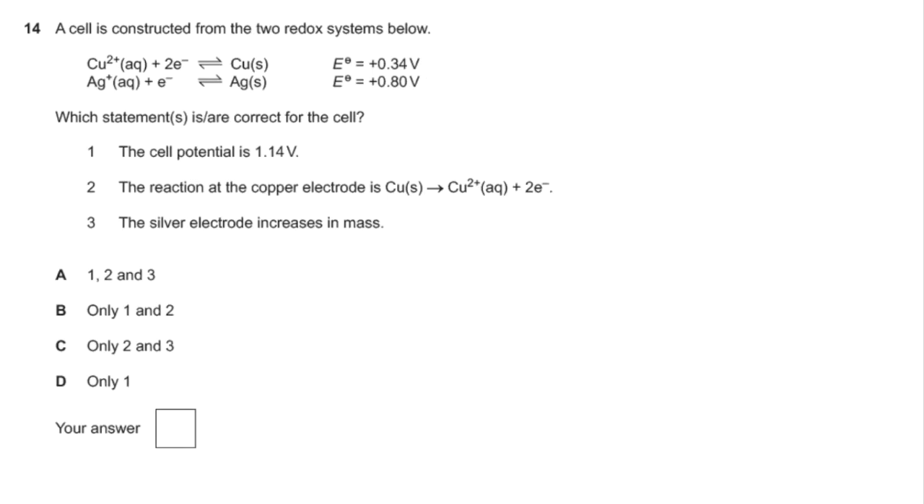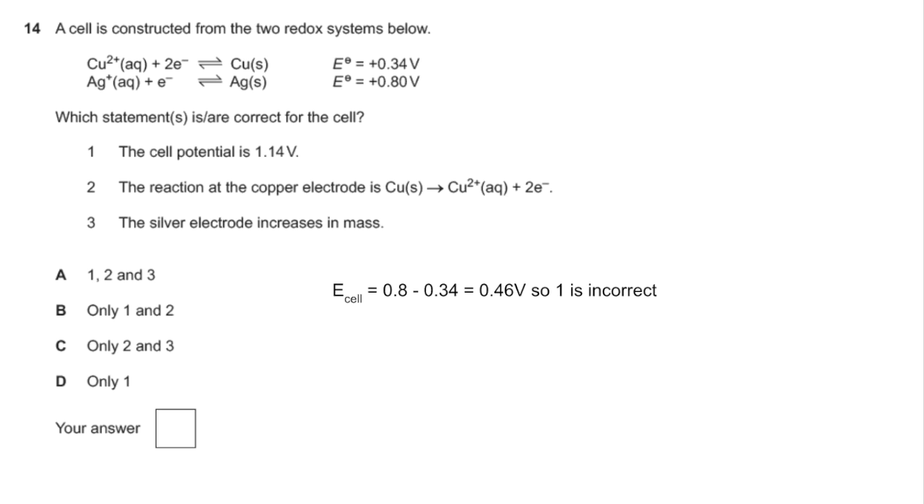Nearly there. Number 14. So some basics. The E cell, the voltage of the cell or cell potential, is most positive minus least positive, and in terms of which way the half cells are going to react, the most positive one will move left to right or in the forwards direction. The least positive one goes in the reverse direction. So the cell potential comes out at 0.46 volts.